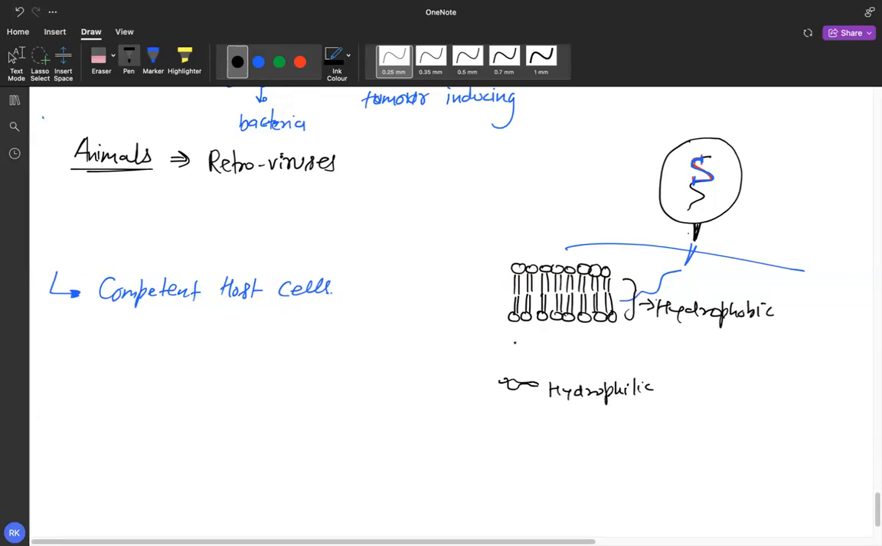So that's why a DNA cannot just pass through the gap and go in, because these hydrophobic molecules will not allow it to interact. Hydrophobic molecules do not interact with hydrophilic molecules, right? They repel it. Make sense? Yes. So that's why, since DNA is hydrophilic, it cannot pass through the cell membrane. So we have to find some other ways.